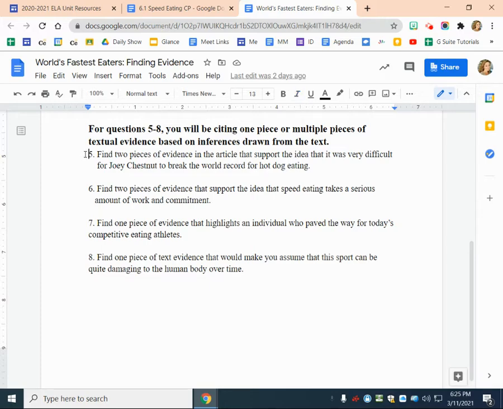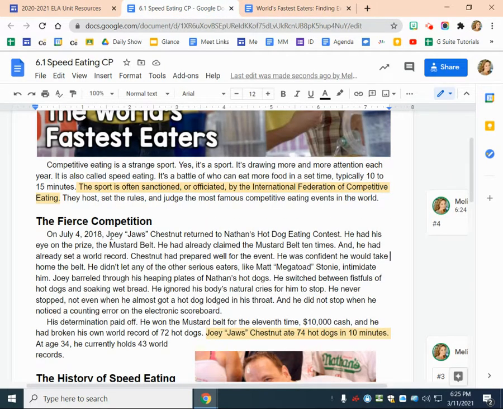Number 5, find 2 pieces of evidence in the article that support the idea that it was very difficult for Joey Chestnut to break the world record for hot dog eating. So now we need to find 2 pieces of evidence that show that it was difficult for him to break the world record. And I remember in the fierce competition section, it was all about Joey Chestnut and the world record he was trying to break.